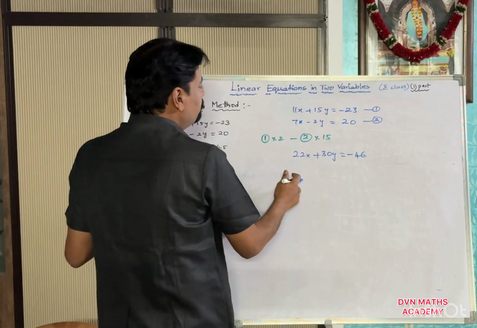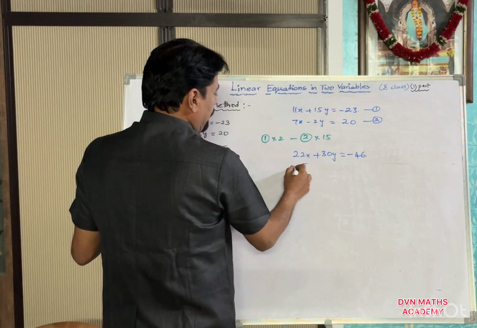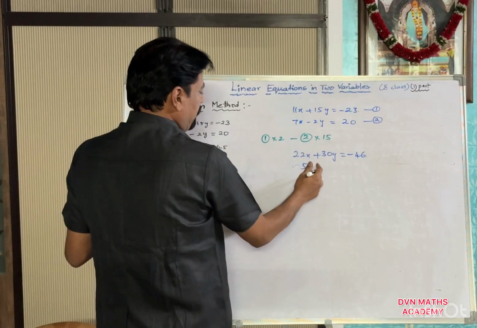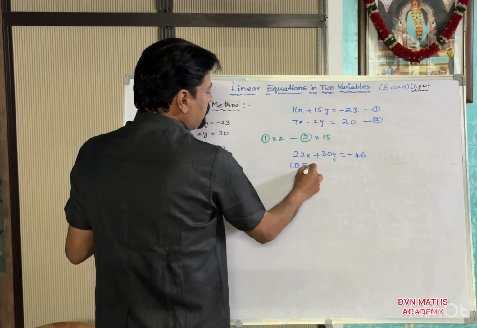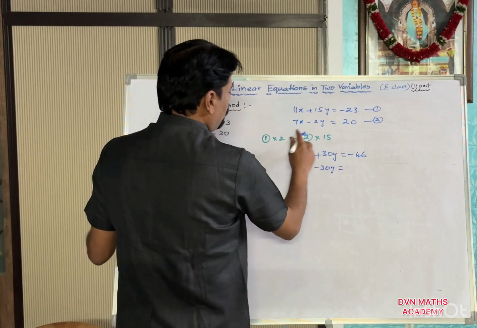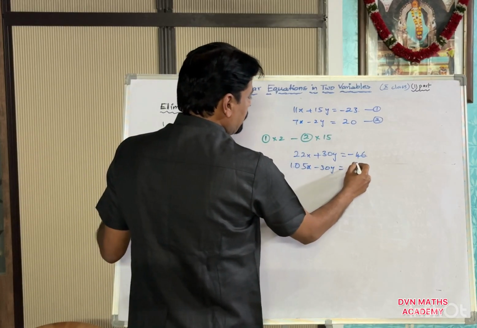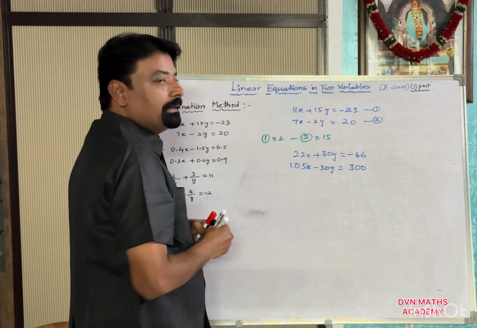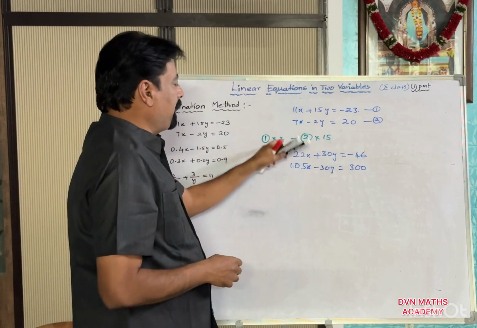15 sevens are 105. Sorry, 735. 105x and 15 into minus 2 is minus 30y is equal to 15 into 20. This becomes 300. So the second equation I multiplied with 15 and the first equation I multiplied with 2.